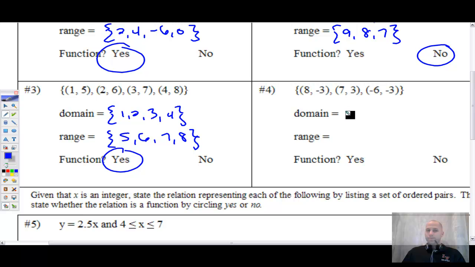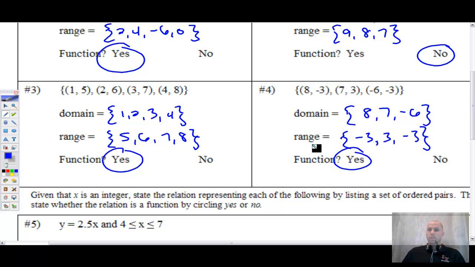Number 4, the domain. Remember, when you write things in a set, the order doesn't matter. 8, 7, negative 6. The range is negative 3, 3, and negative 3. Is this a function? Yes. Every time I put in an 8, I get a negative 3 out. Every time I put in a 7, I get a 3 out. Every time I put in a negative 6, I get a negative 3 out.